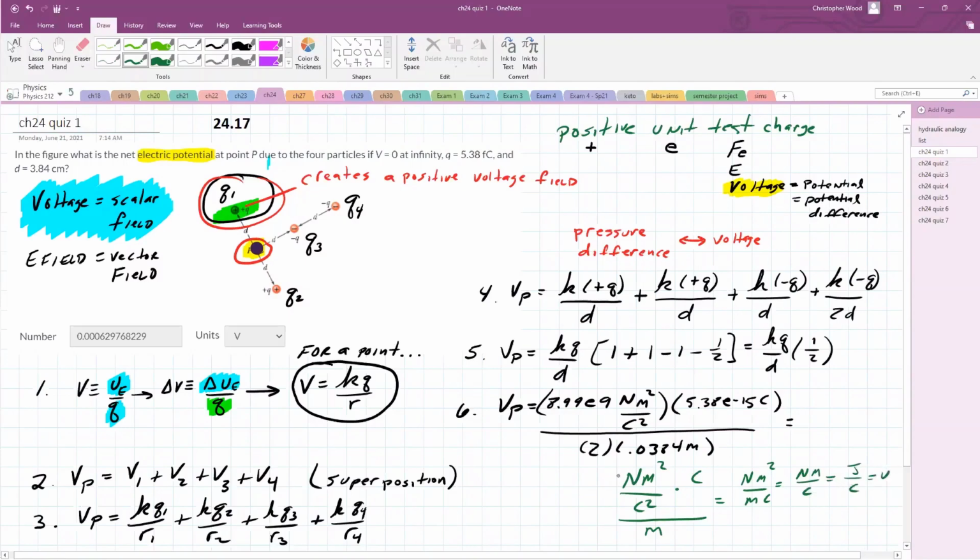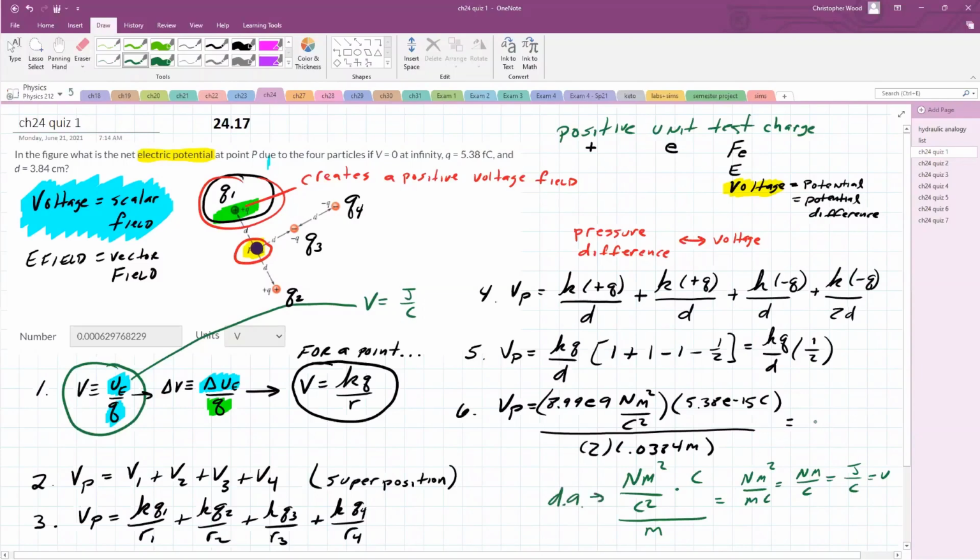How do I know a joule per coulomb is a volt? By the definition. Here's the definition of voltage. Voltage is the amount of energy per charge. So just go back to the definition. Voltage equals joules per coulomb. So from a dimensional point of view, dimensional analysis, correct.